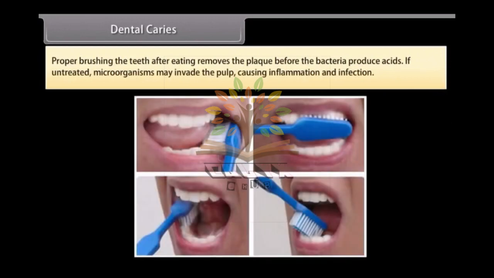Proper brushing the teeth after eating removes the plaque before the bacteria produce acids. If untreated, microorganisms may invade the pulp, causing inflammation and infection.